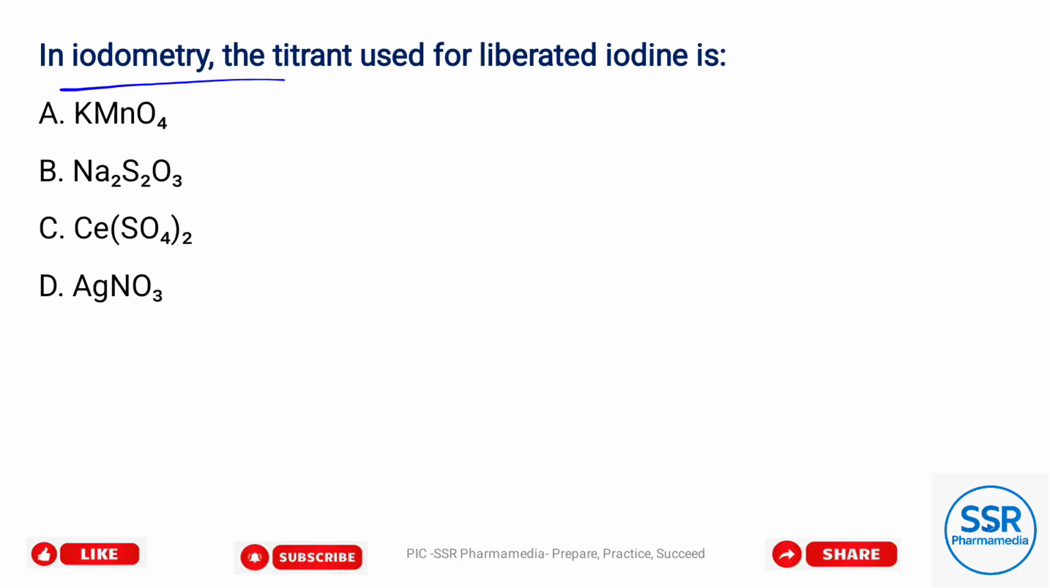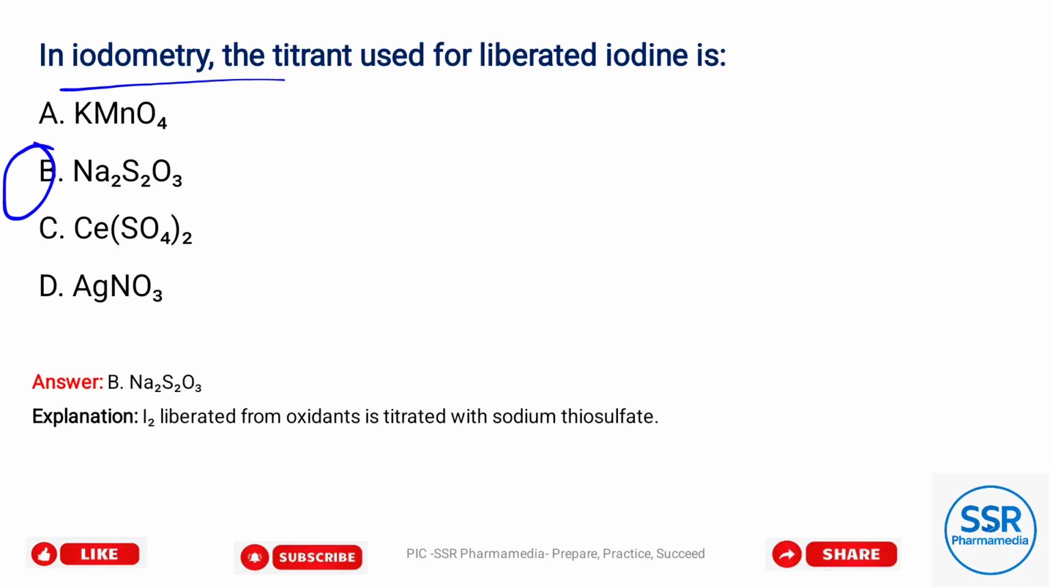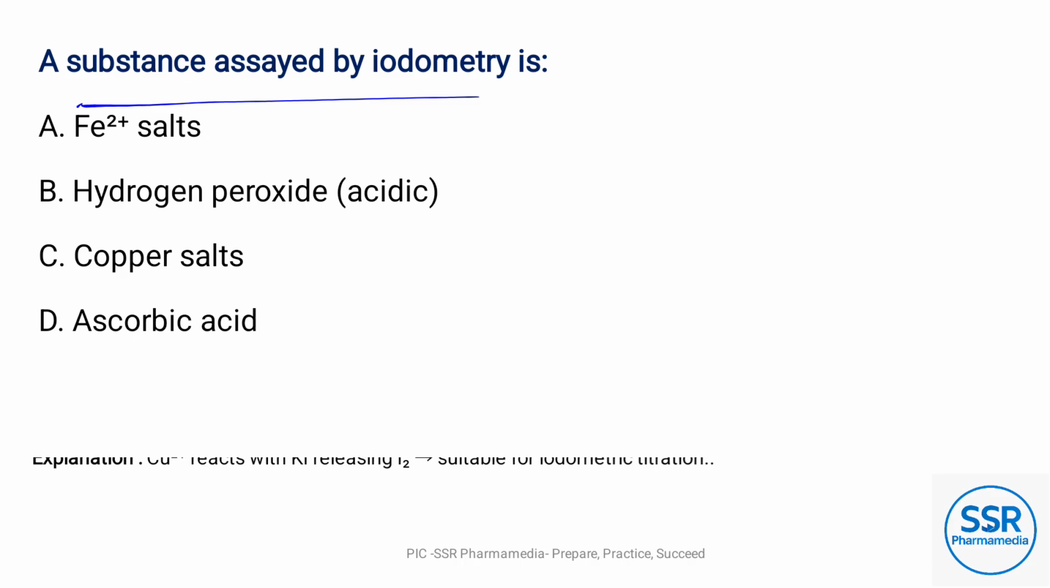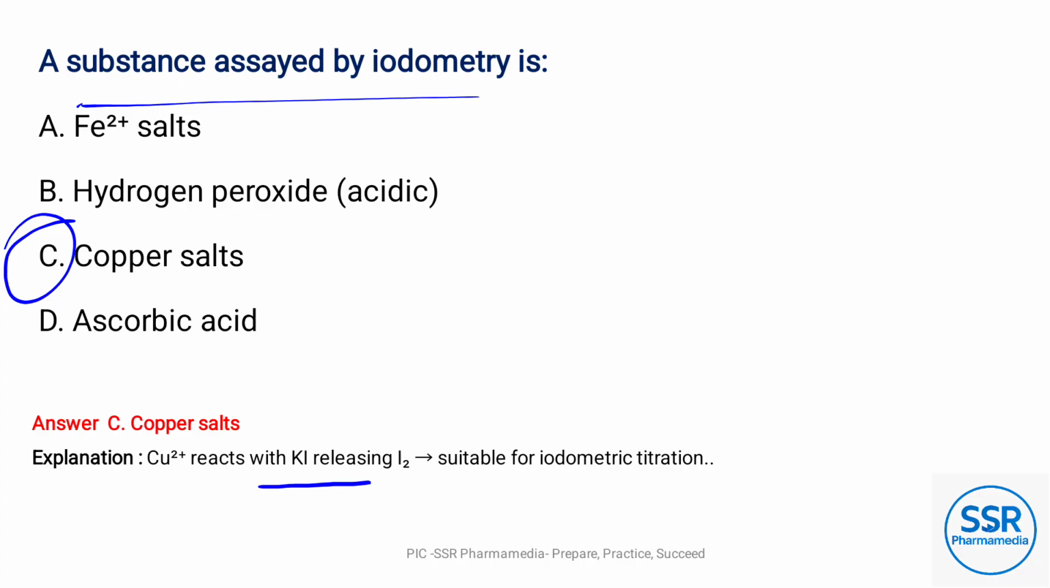In iodometry, the titrant used for the liberated iodine is, option B, sodium thiosulfate. The substance assayed by iodometry is, option C, copper salt. Copper ion reacts with potassium iodide and releases iodine. This released iodine is determined by the iodometric method.